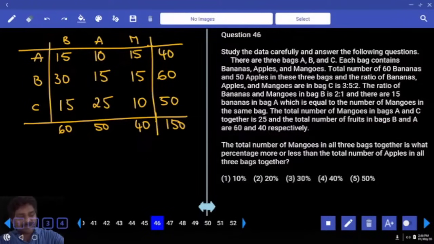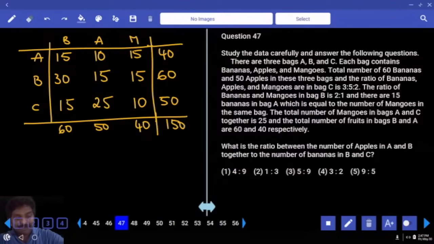Total number of mangoes in all three bags together is what percent more or less than total number of apples in all three bags together? Mangoes comparison with respect to apples. Is 40 more than 50 or less than 50? Less. How much less? 10 from 50, fractional part. 1 by 5 in percentage. Second option.